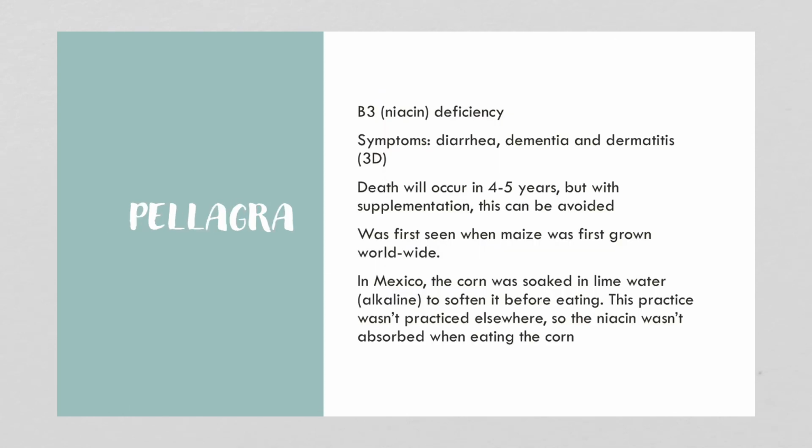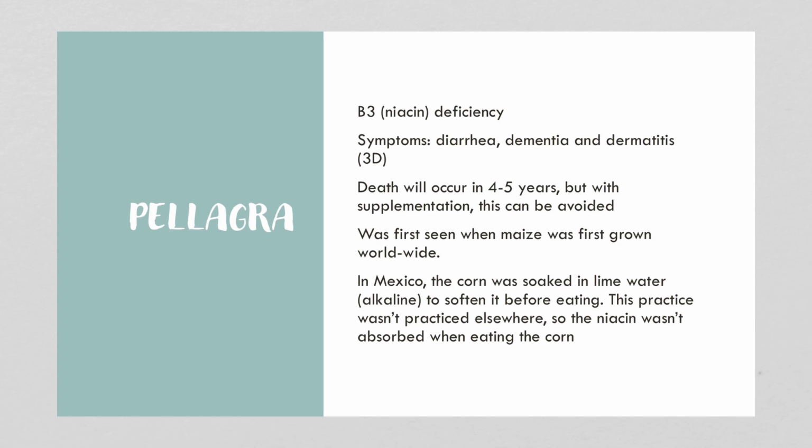Our next nutrient deficiency is pellagra, which is a vitamin B3 deficiency. The symptoms of this deficiency are the 3Ds: diarrhea, dementia, and dermatitis. Death will happen in 4 to 5 years, but again, it can be treated with supplementation, so you can avoid the condition and the eventual death.